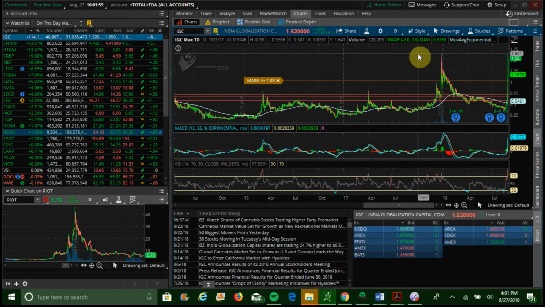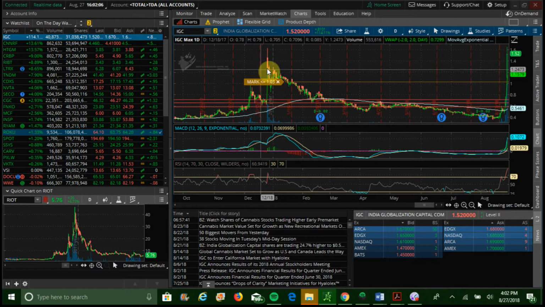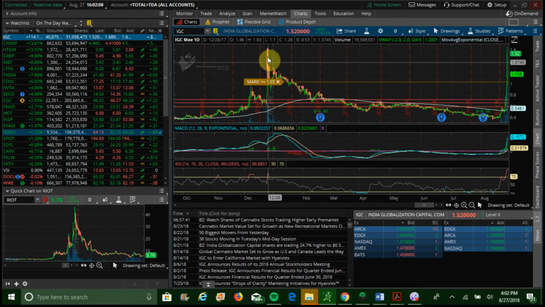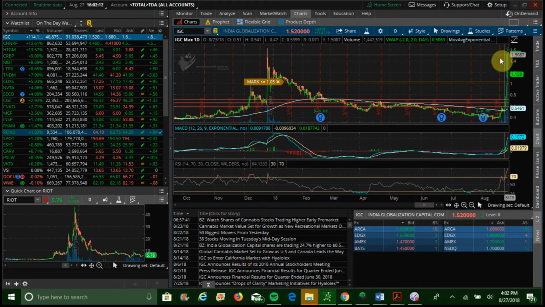So this is a good chart. As you can tell, this is actually kind of breaking some of its pattern from the past, where it would spike and then come right back down. Tomorrow it looks like it might continue to spike and go a little bit higher.